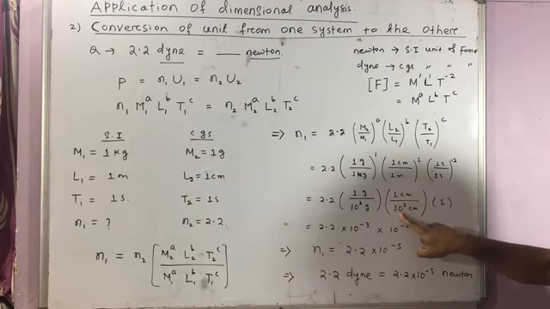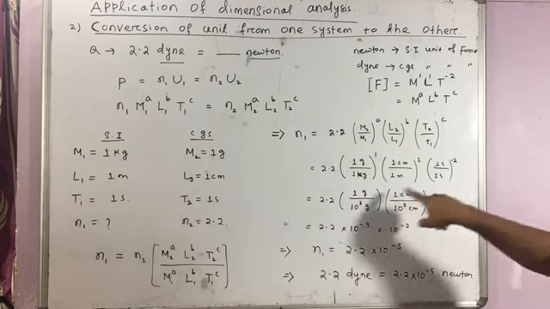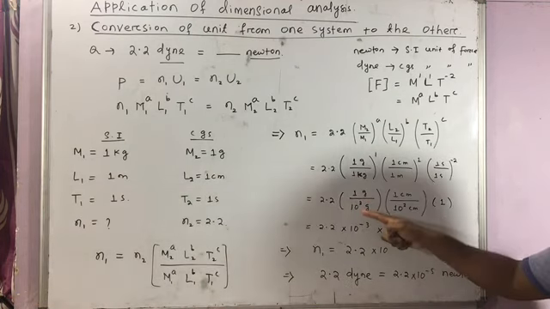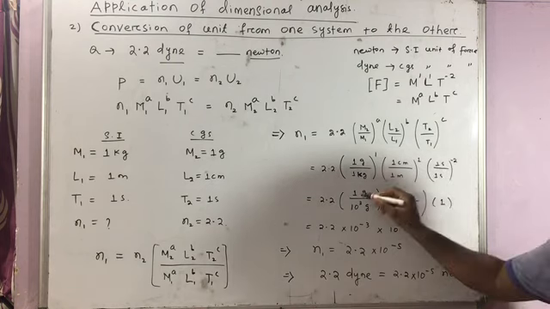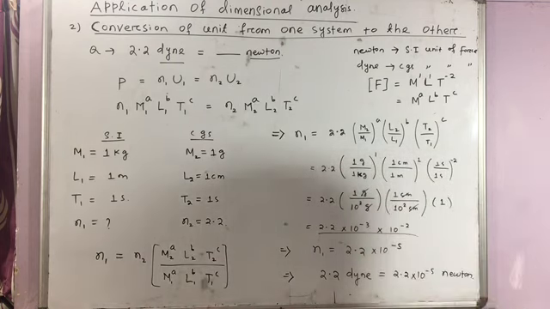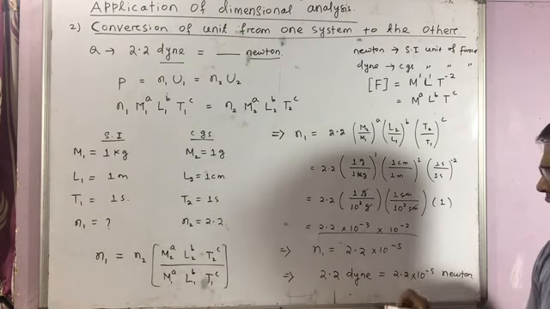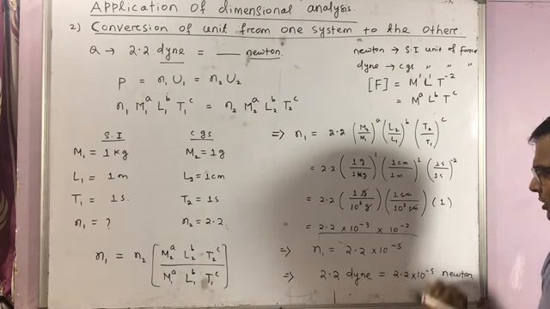So 1 centimeter and 1 meter we know 10 to the power 2 centimeter. Means 1 meter is equal to 100 centimeter. 100 is 10 to the power 2 centimeter. If you calculate, see here it is 1 by 10 to the power 3, gram got cancelled here, and centimeter got cancelled. So your value is 2.2 into 10 to the power minus 3, and here it is 10 to the power minus 2. And your answer is 2.2 into 10 to the power minus 5.